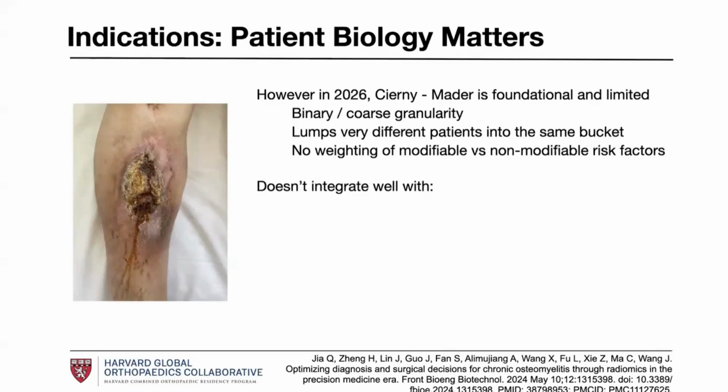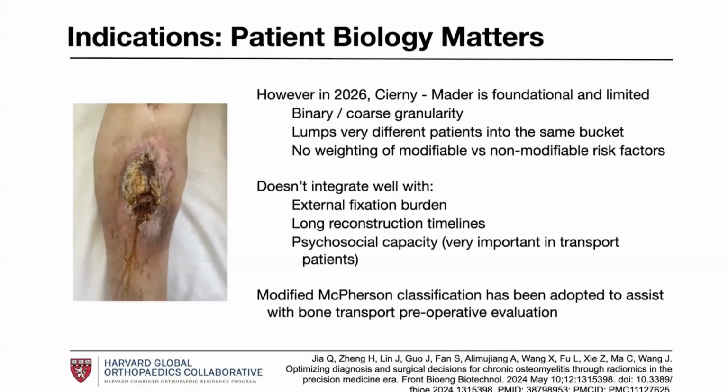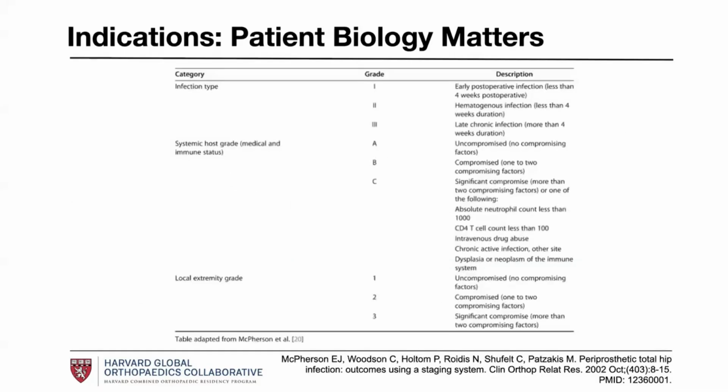And it really doesn't integrate well with external fixation burden, being in an external fixator for a long period of time, the long reconstruction times, and then the patient's psychological capacity and so-called social capacity, which are very important with transport patients because this is a long process. So what most people have turned to is the modified McPherson classification, and we'll talk more about that in just a couple of brief slides.